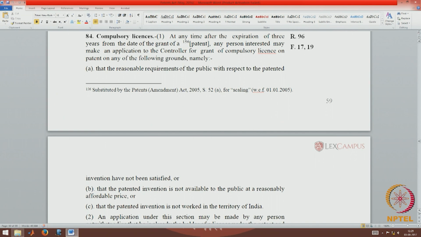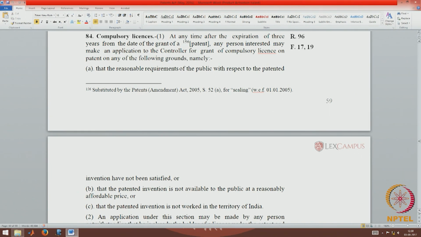Now 84, as I said, is the default method or the default route for getting a compulsory license, and 84 is what is normally intended when we refer to a compulsory license. When we talk about a compulsory license, in its simplest form, then we are referring to 84. All the other three cases, 91, 92 and 92A, are special forms of compulsory licenses which can be used in certain cases, but this is the default compulsory license.